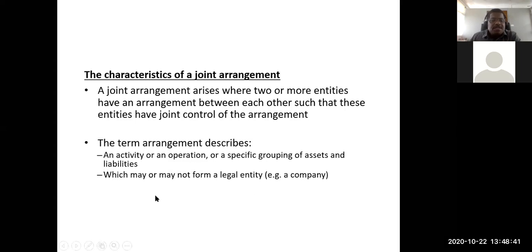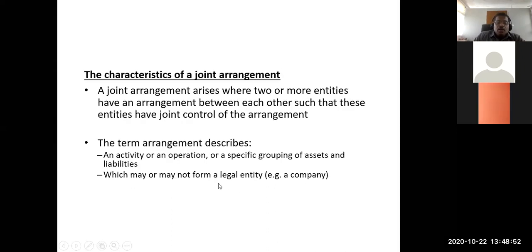The term arrangement describes an activity or an operation or a specific grouping of assets and liabilities which may or may not form a legal entity. Now we have to remember, when you talk about a joint arrangement, it is not necessary to be a legal entity. It may be a one or two year arrangement, maybe three years, maybe four years, maybe a project, maybe a company. But what I want to communicate here is that it may or may not form a legal entity.